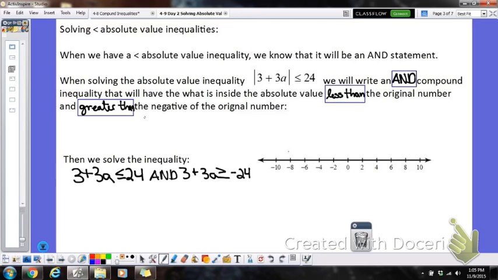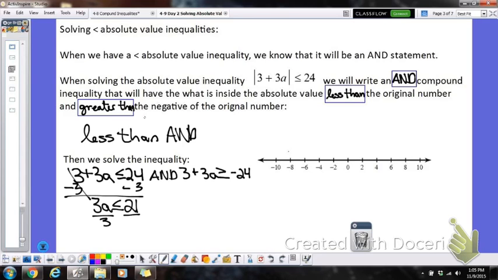A way to remember that with a less than you have an AND statement, I always just say in my head, less than AND. Now I can just solve each of these inequalities. So the first one, I'll subtract 3 from both sides. I get 3a is less than or equal to 21. Then divide by 3, and I get a is less than or equal to 7.